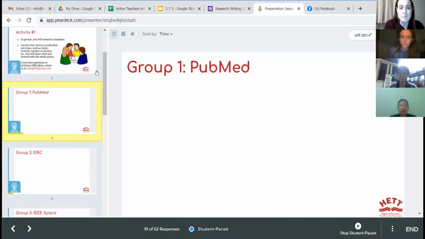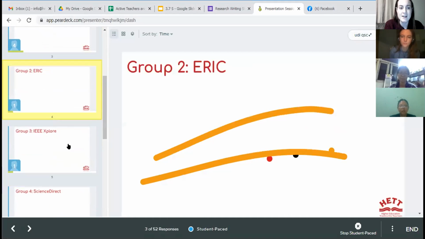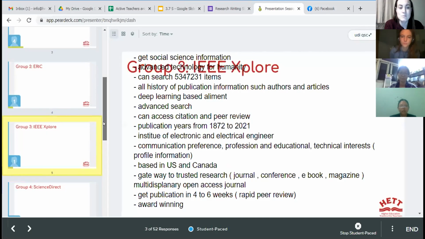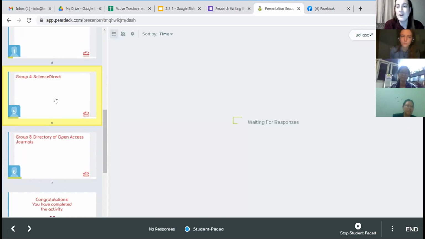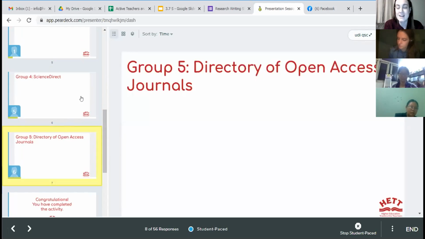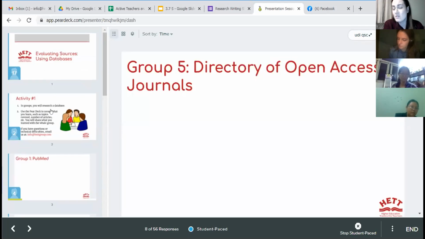So group 1, PubMed, group 2, ERIC, group 3, IEEE Xplore, group 4, it's from this morning, sorry, Science Direct, group 5, Directory of Open Access Journals. You can make notes here, or if you want to just do it on the whiteboard and then share the whiteboard or share someone's screen, that's fine as well. So just please make notes about it as you go and think about how you will present it for 1 minute.